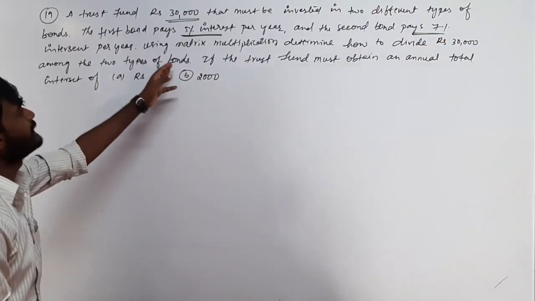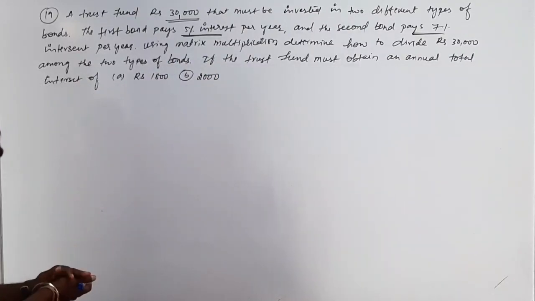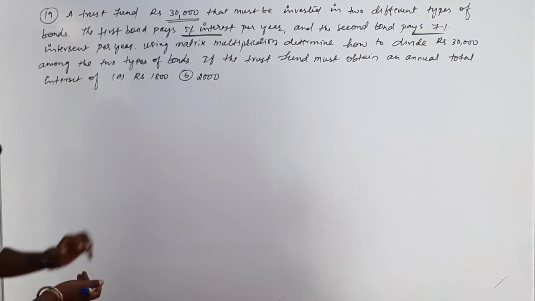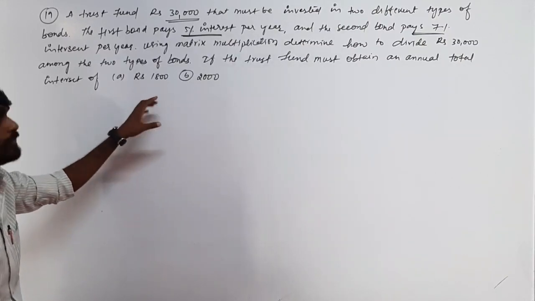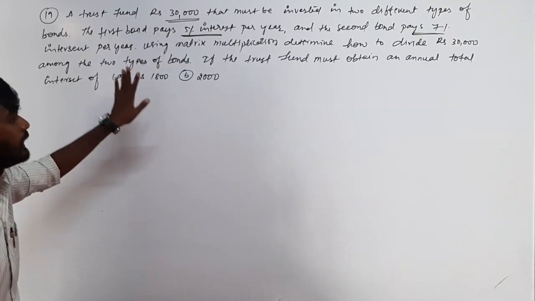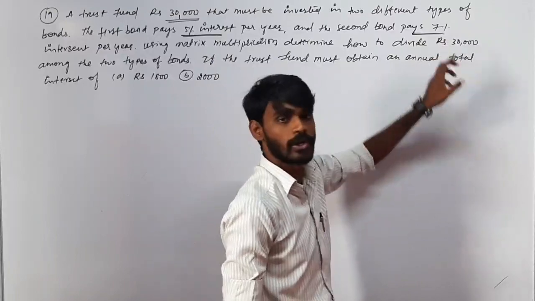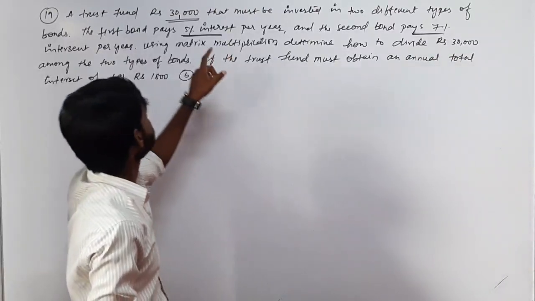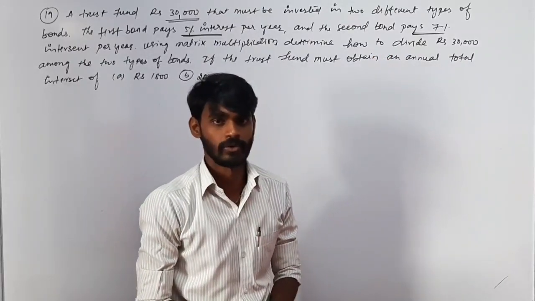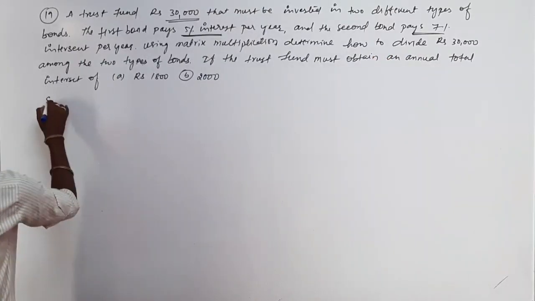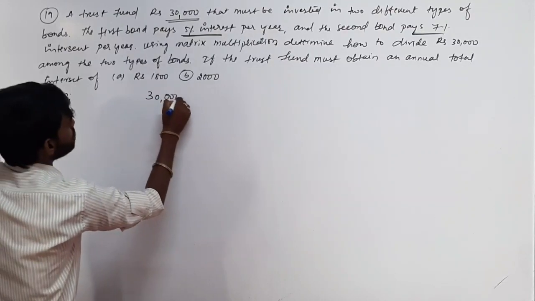So by using matrix multiplication, determine how to divide 30,000 among the two types of bonds if the trust fund must obtain an annual total of 1800. Then how to divide these 30,000 when the first bond is 5% and the second is 7%. Okay, so now look here, solution. The amount will be 30,000.